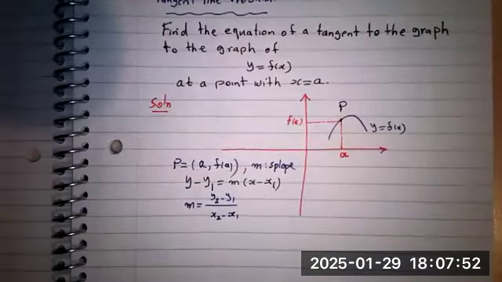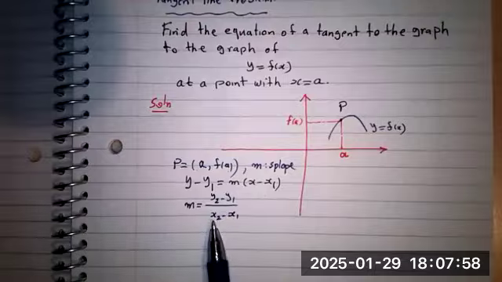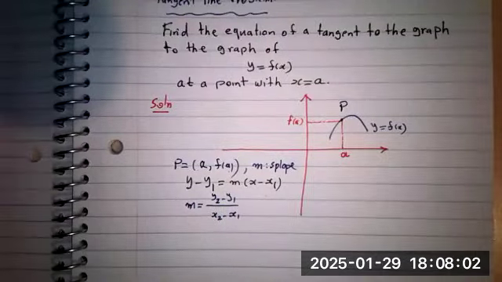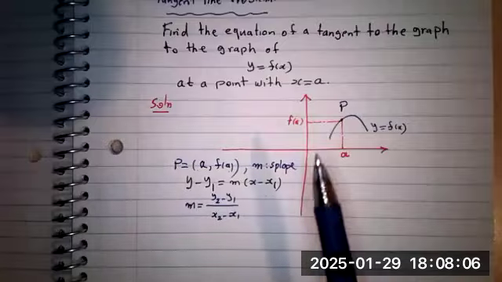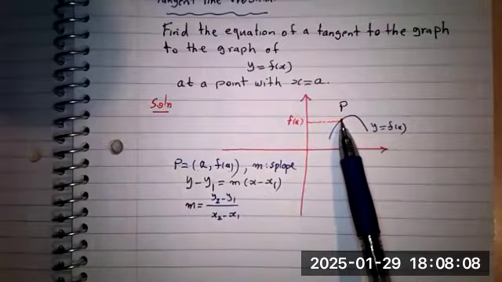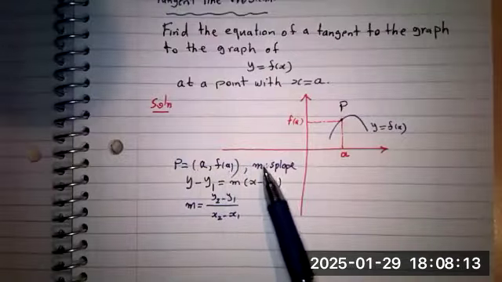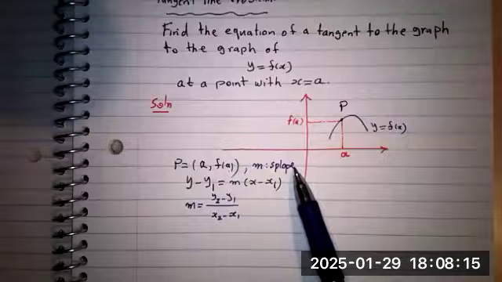So if you have two points of a given line, then we'll be able to find the slope. And if we find the slope, then we can substitute over here and get the result. Okay, so that's the plan. The point is already given to you, so x1 is a and y1 is f of a. So you have to find the slope.